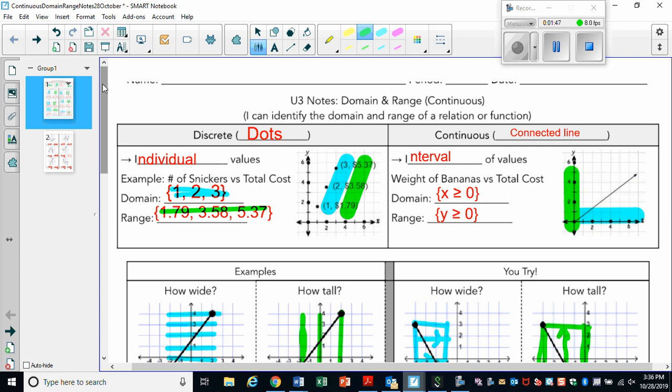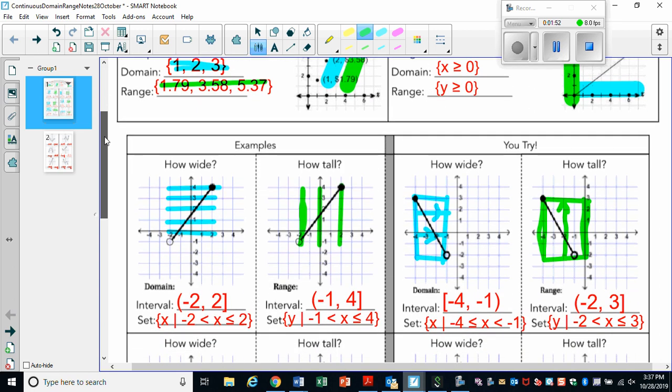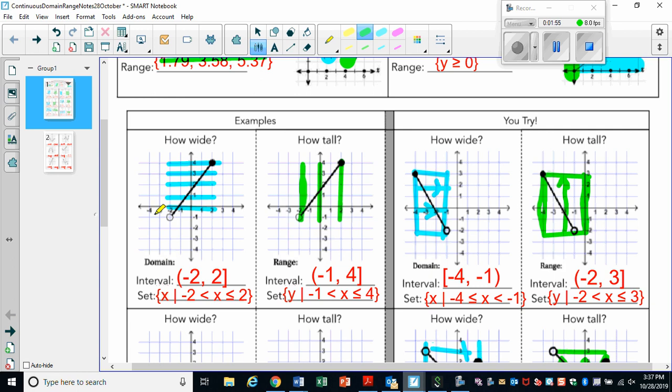And that's the idea with domain and range of a continuous function. You're looking at the arrow or the line from where it starts until where it finishes. So in the first example, with the width, how wide, that's our domain. And our domain starts from -2, but we don't include it, so that's why we have to use a rounded parenthesis. And then it goes from -2 to +2, but +2, since there's a closed circle, we use a bracket, we include it.